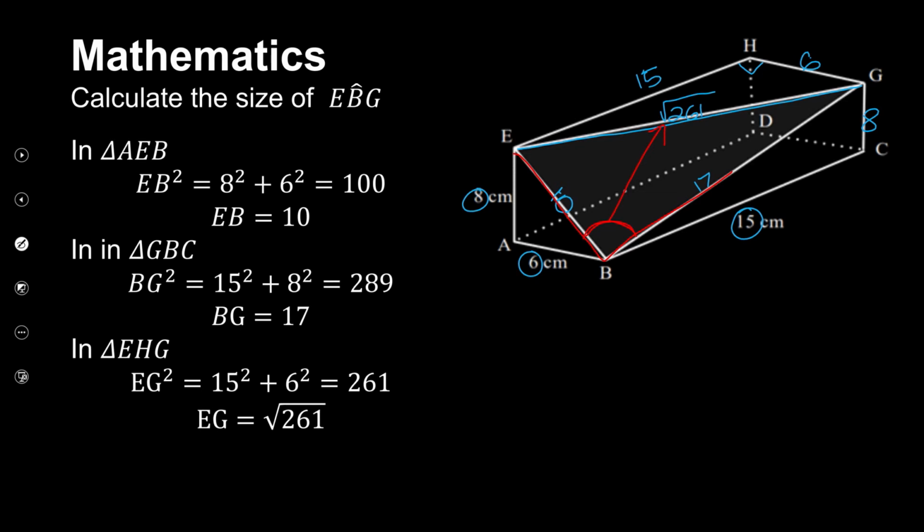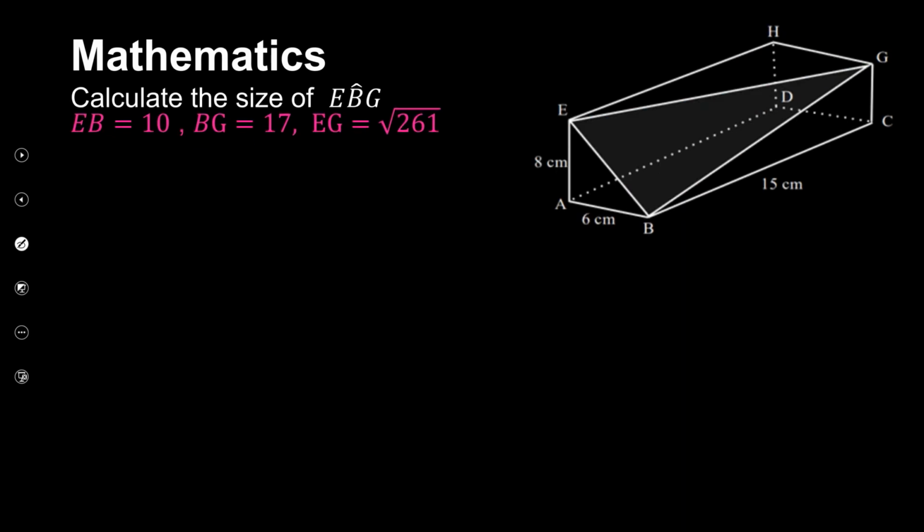Okay, so let's begin writing out our cos rule. Okay, so we found that EB was 10 units, BG was 17 units, and this was the square root of 261 meters, or units. Sorry, it was centimeters in this case. Okay, and remember, we needed to find this angle here. So because we want to find this angle here, we need to start our cos rule with the side across it. So when we're beginning our cos rule, we're going to be starting with the square root of 261.